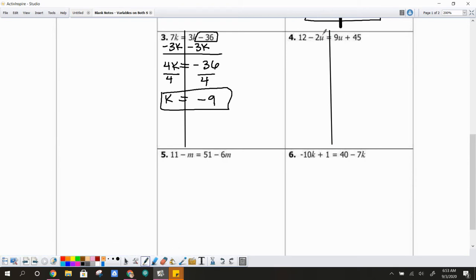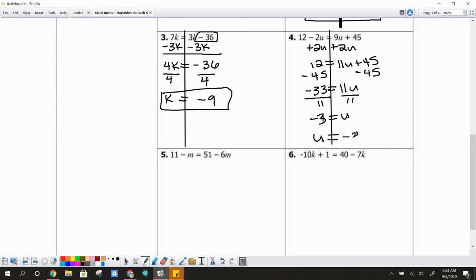So my smaller one is my -2 here. So I'm going to add 2 to both sides. So I have 12 equals 11u plus 45. And now I can go ahead and solve this. So subtract 45 from both sides. So I have 11u equals 12 minus 45, which is -33. Divide both sides by 11, and you get u equals -3, which remember we want to flip, so we're actually writing u equals -3 like this.